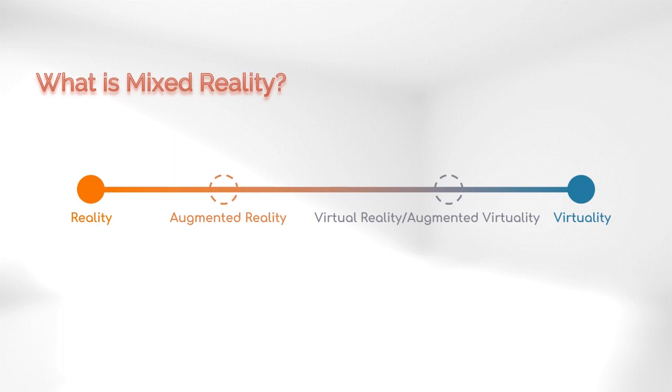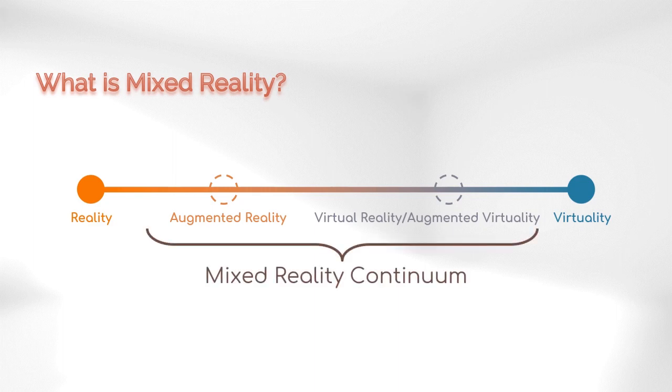Augmented reality is extending the real world using virtual entities. Virtual reality is a computer-generated 3D environment where users can interact with virtual entities as if they were real. Augmented and virtual reality combined together form the mixed reality continuum. This is where the border between reality and virtuality fades.